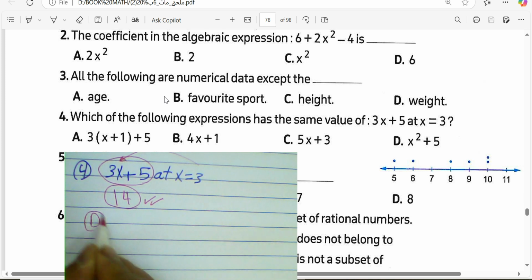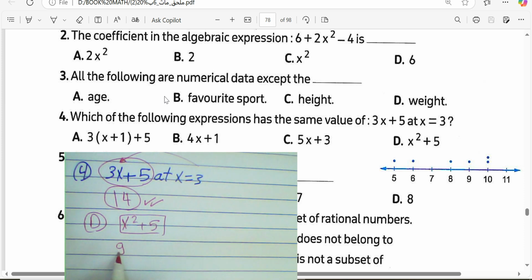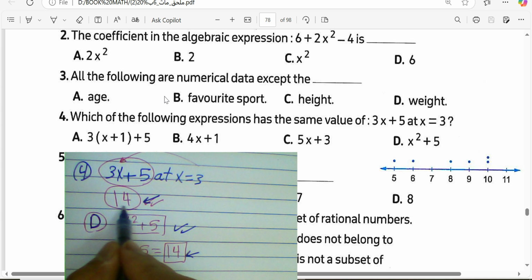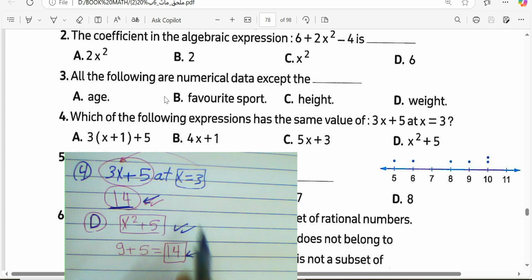Choose letter D, because we have x squared plus 5. x equals 3, put 3 here. 3 squared is 9. 9 plus 5 equals 14. Then choose letter D, because the result will be 14, equivalent to the value when x equals 3.